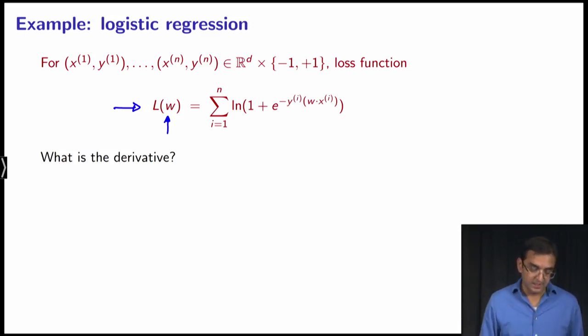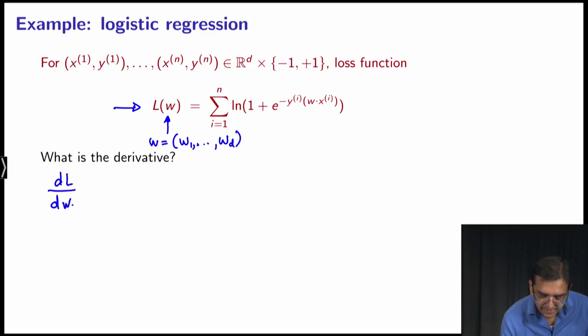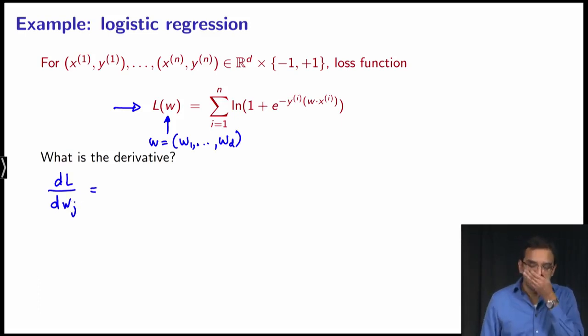Our parameter vector w has d numbers in it, so w is of the form w1 through wd. And so the derivative is going to be a d-dimensional vector. So let's go ahead and compute the derivative of the loss with respect to some particular w sub j. What is it? Well, first off, the derivative of a sum is the sum of the derivatives. So let's just pull out that summation.